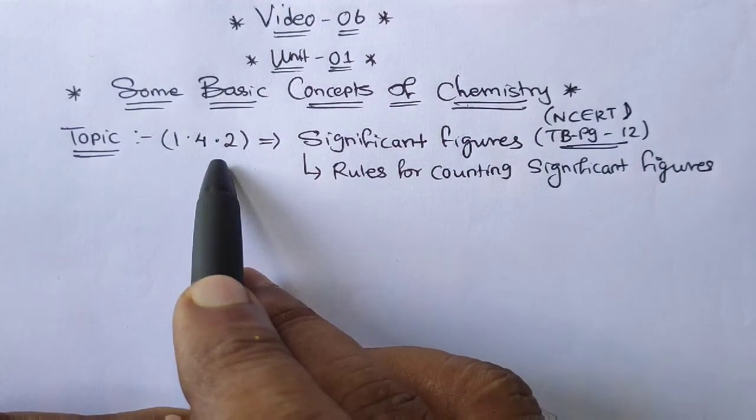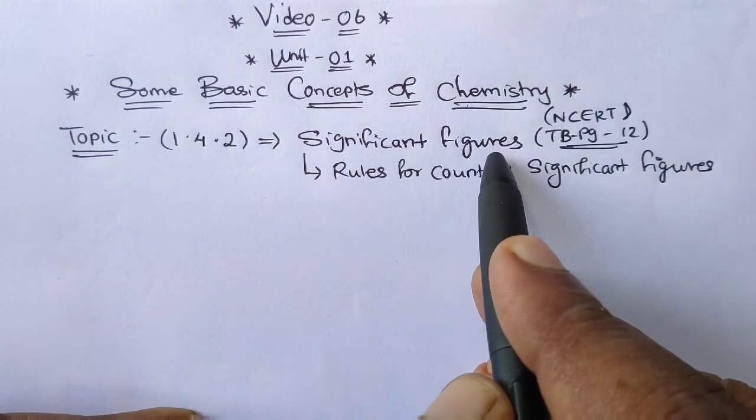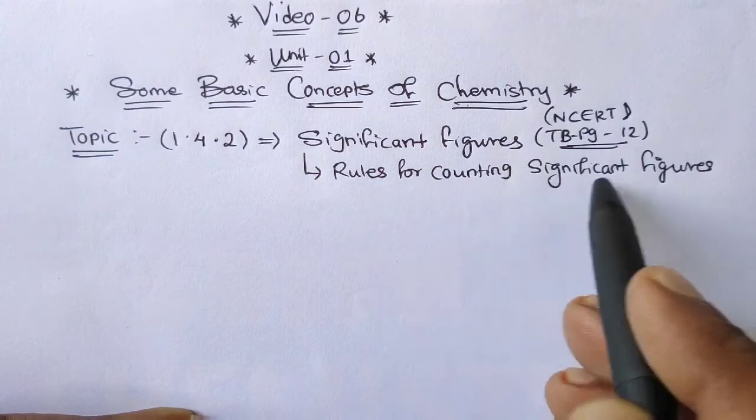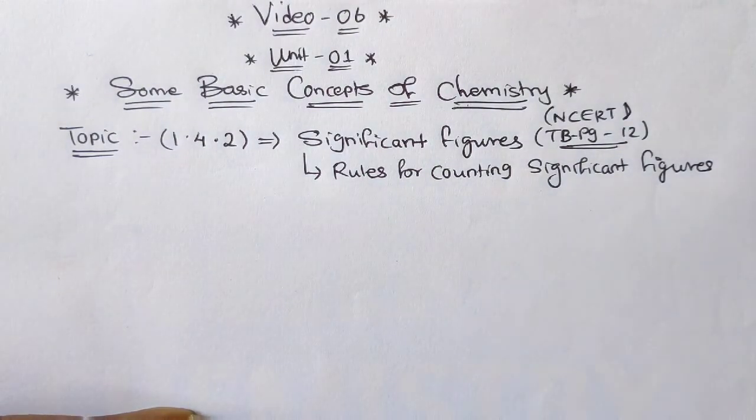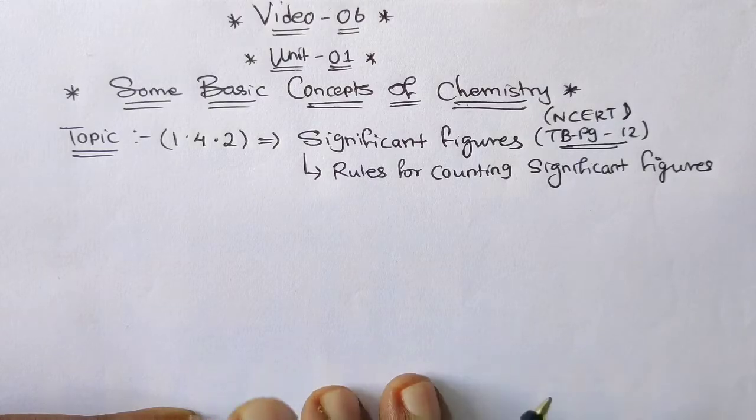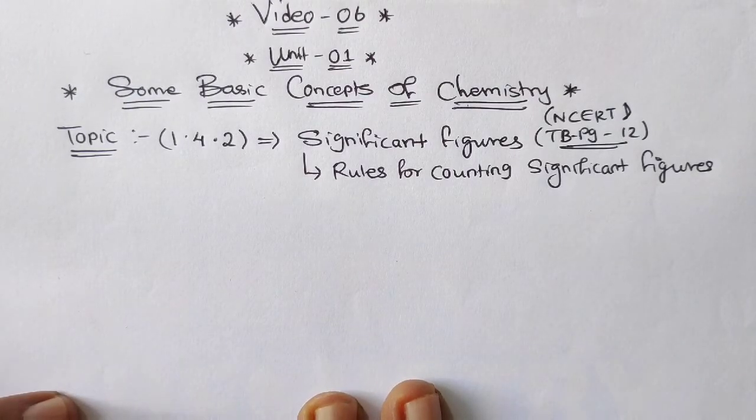Today in Unit 1, Some Basic Concepts of Chemistry, textbook page number 12, we are going to discuss topic 1.4.2, significant figures and the rules for counting significant figures. But before that, what is a significant figure? We will go through it.